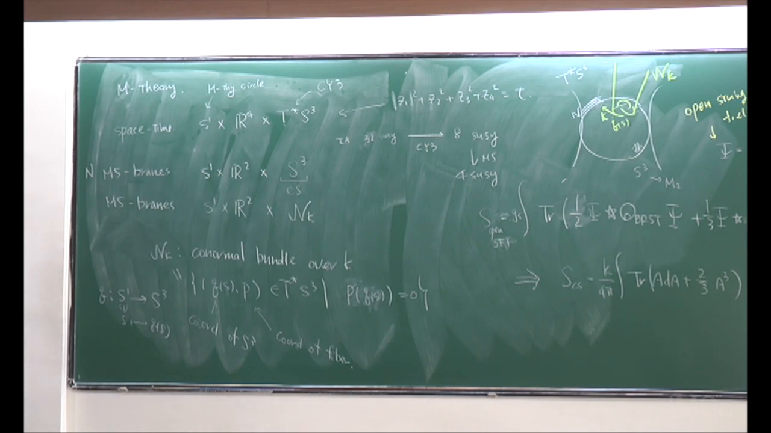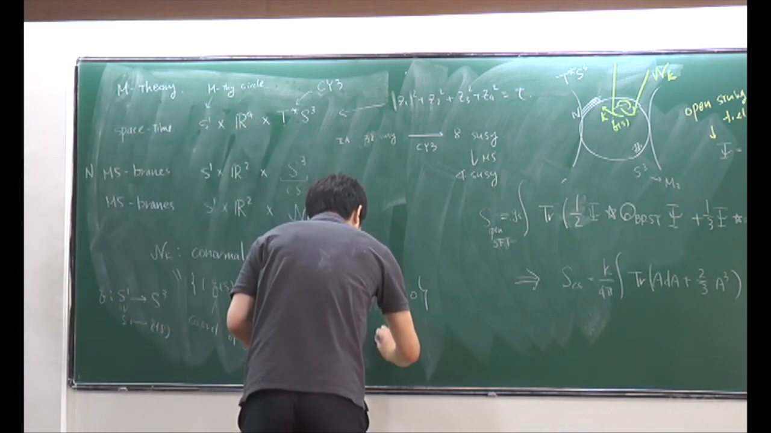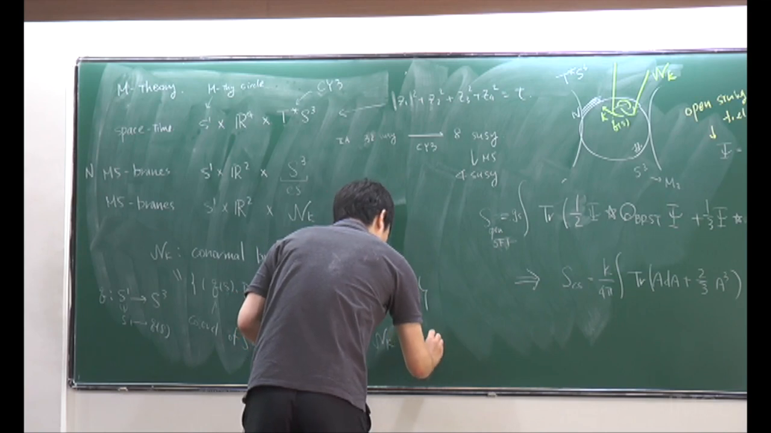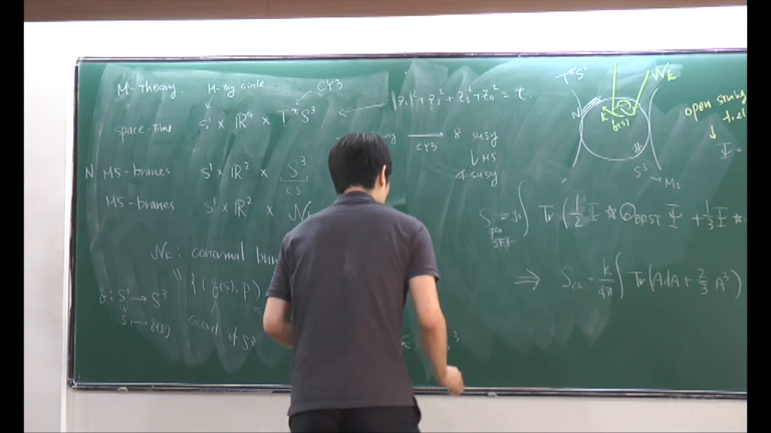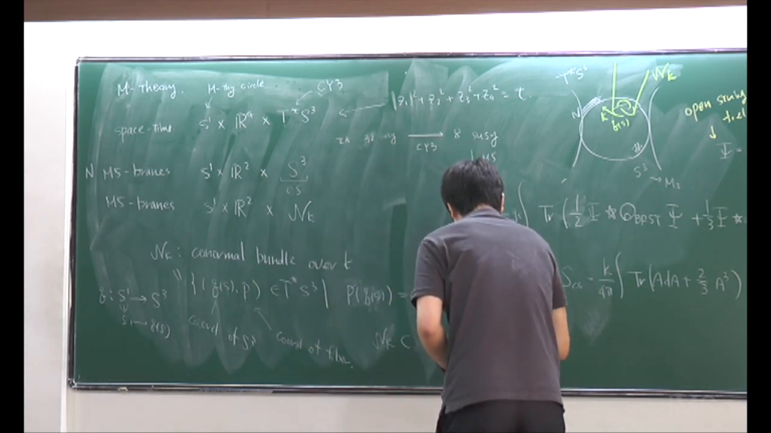Now why do you need this condition? The reason is that N K inside T star S3 is a Lagrangian submanifold.